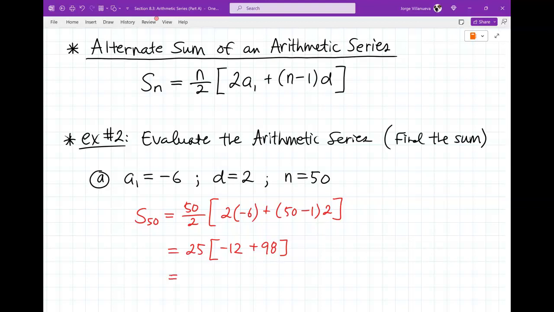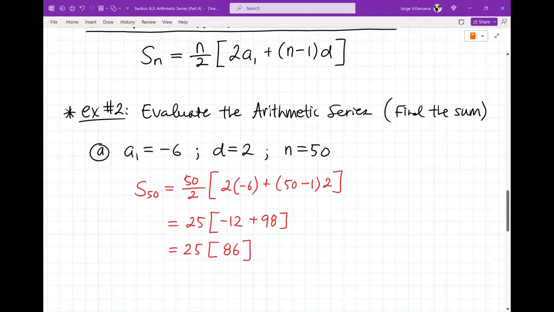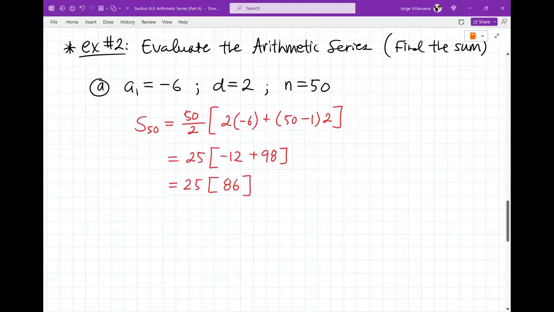All right, so that's 25 times 98 minus 12, that's 86. Okay. Well, you can use your calculator for this too. I'll show you the old-fashioned way. Another way you could do this, if you wanted to, is 25 times 90 minus 4. That's 86, right? So you could do it like that too, but we'll just go the old-fashioned way here.